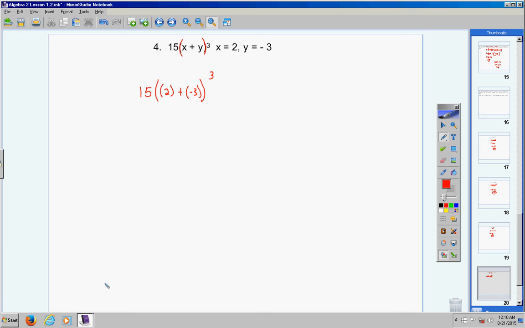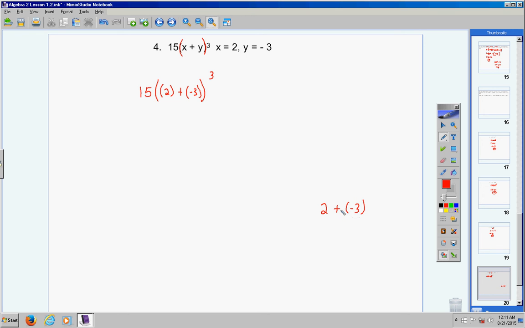Before I do my powers, I better simplify inside the parentheses first, because this 3 goes to the whole parentheses. See this whole big parentheses here? The 3 goes to that whole thing, alright? So, I've got a positive 2 plus a negative 3.